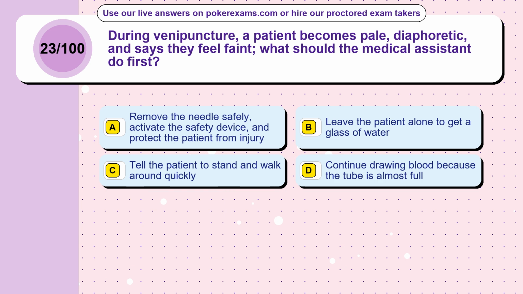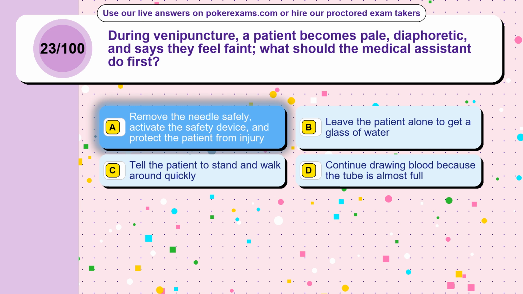Question 23. During venipuncture, a patient becomes pale, diaphoretic, and says they feel faint. What should the medical assistant do first? Option A, remove the needle safely, activate the safety device, and protect the patient from injury. Option B, leave the patient alone to get a glass of water. Option C, tell the patient to stand and walk around quickly. Option D, continue drawing blood because the tube is almost full.